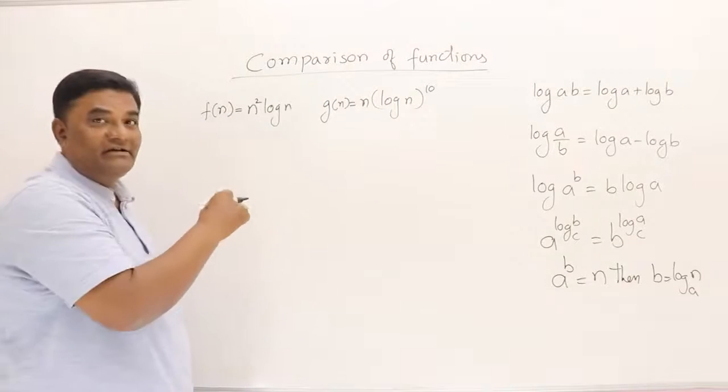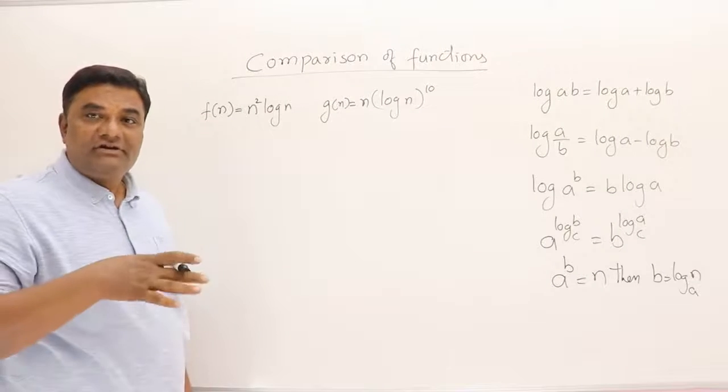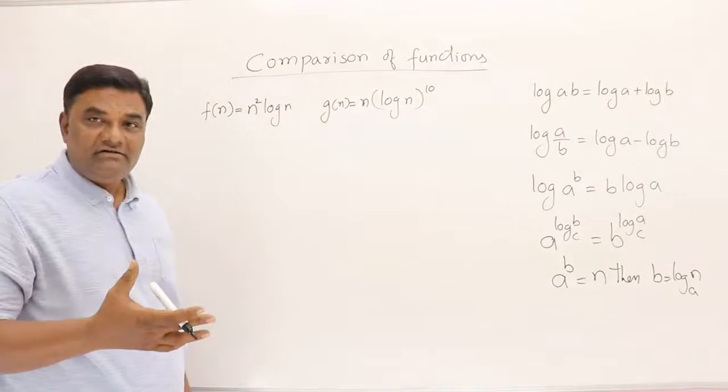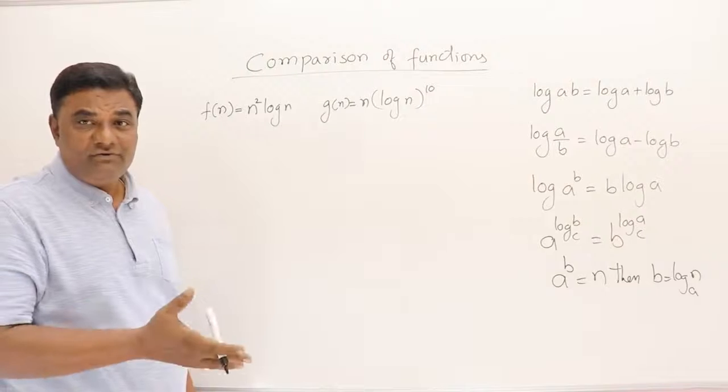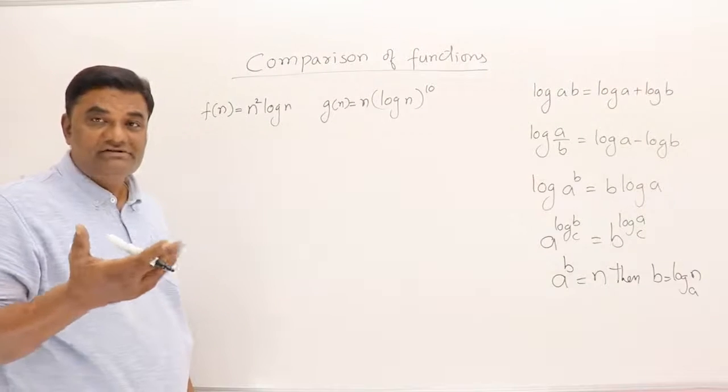We know n square is greater. So now it will confuse. So if you are unable to judge which one is greater, then you need to check. If you are able to judge it perfectly, then there is no need to do anything.